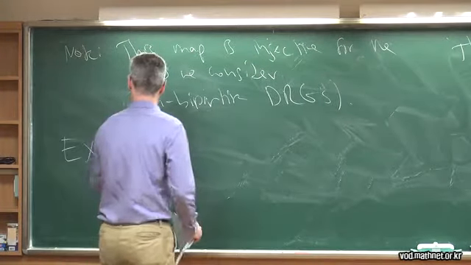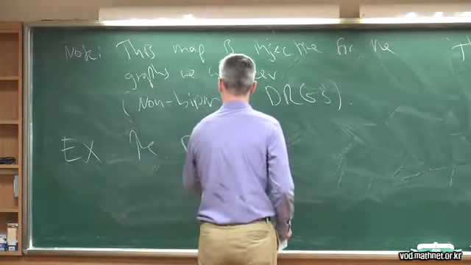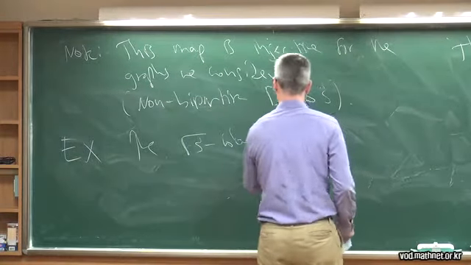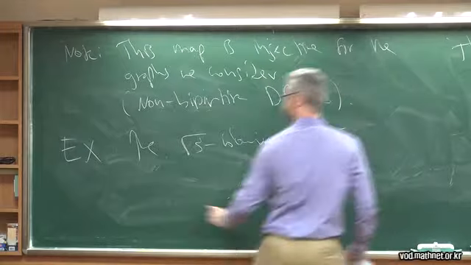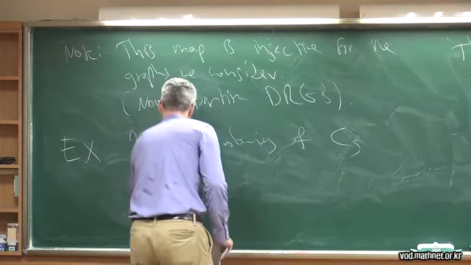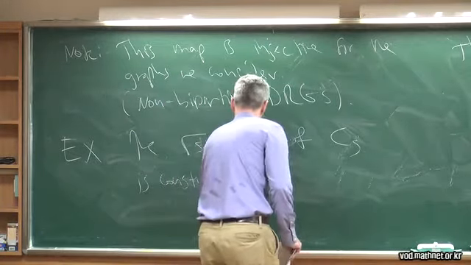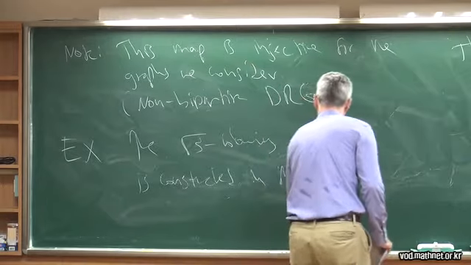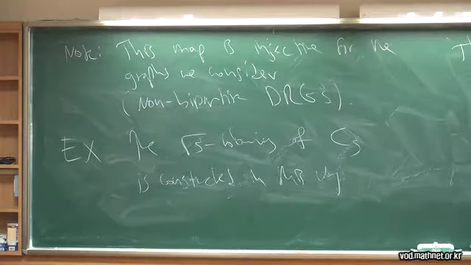So an example. The root 5 vector coloring of C5 that I showed you, where you just map every vertex to a fifth root of unity in R2, is constructed in exactly this way. That picture is a representation of C5 on its least eigenspace.